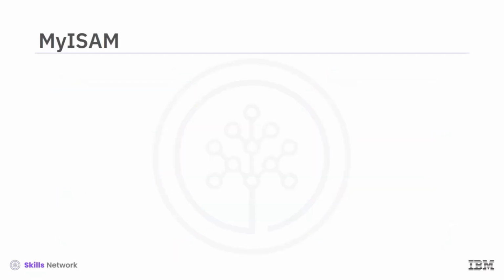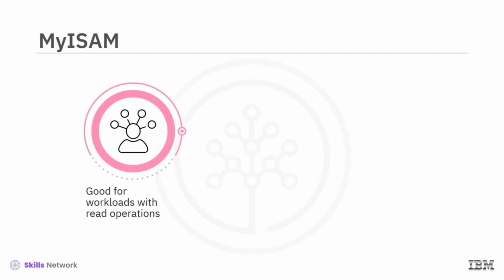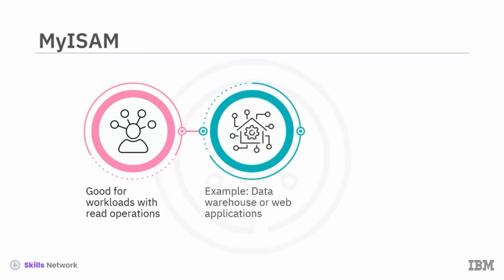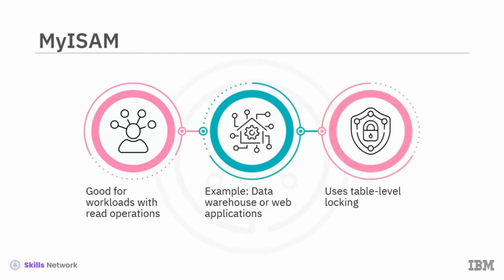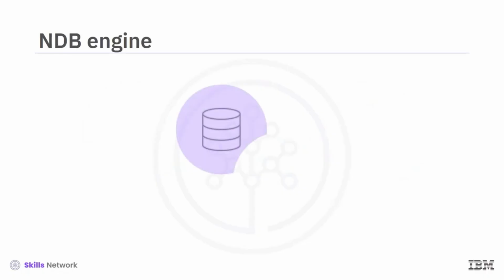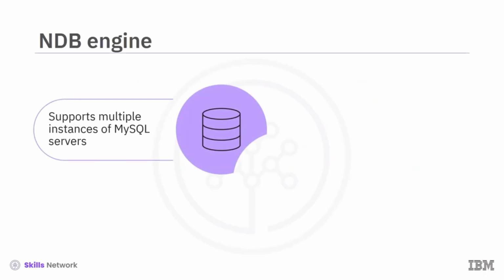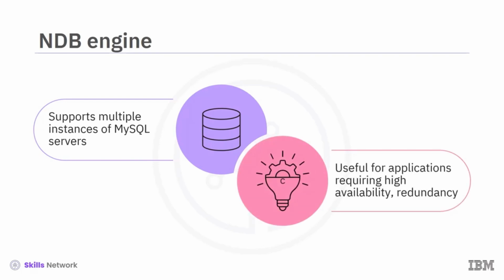MySQL also supports the MyISAM engine, which is good for workloads with mainly read operations and few updates, such as data warehouse or web applications. It uses table-level locking, which inhibits performance in a read-write environment. Another commonly used engine is the NDB engine, which supports multiple instances of MySQL servers running in a cluster. This is primarily used for applications that require high levels of availability and redundancy.